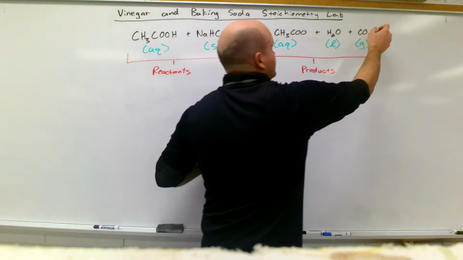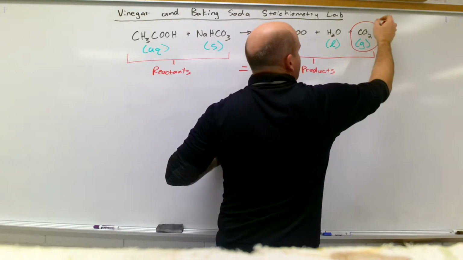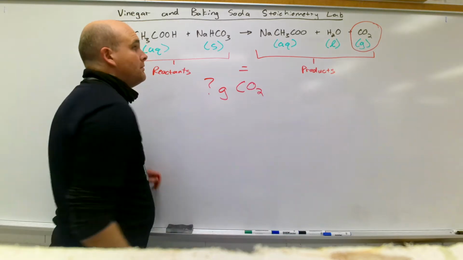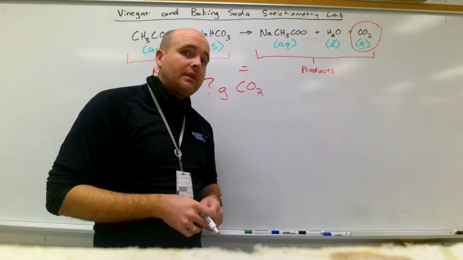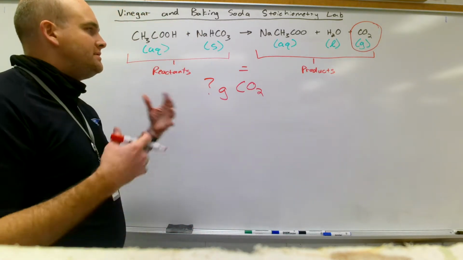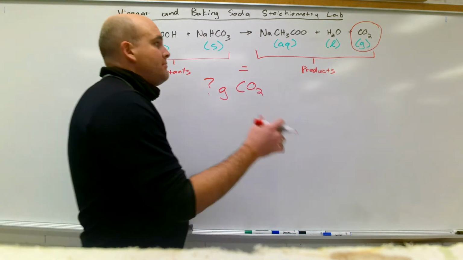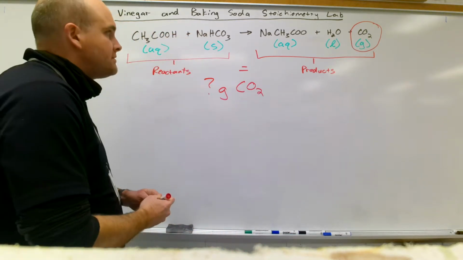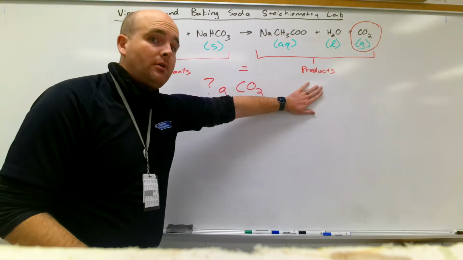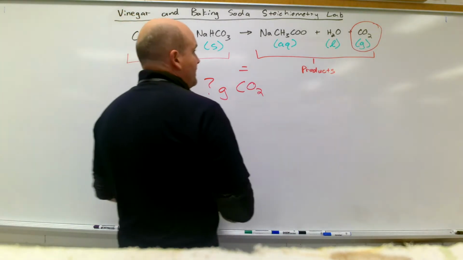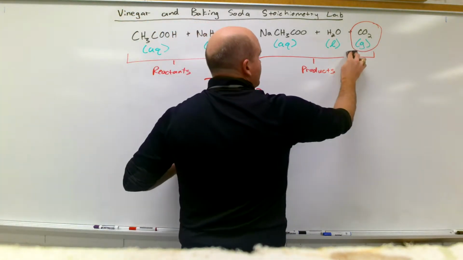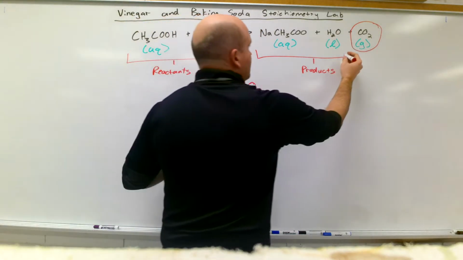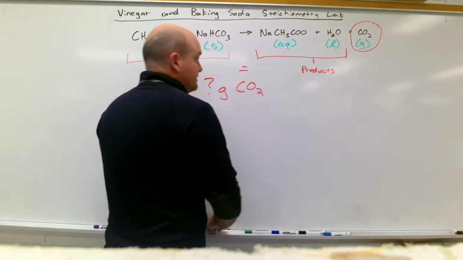Now the goal here is to be able to find the mass of this guy. What is the mass of CO2? How many grams of CO2 are there? So essentially, we're going to find the masses of our after, right here. Instead of finding the mass of the total products, we're going to find the mass of this chunk right here, because we're going to be able to put this on the balance.